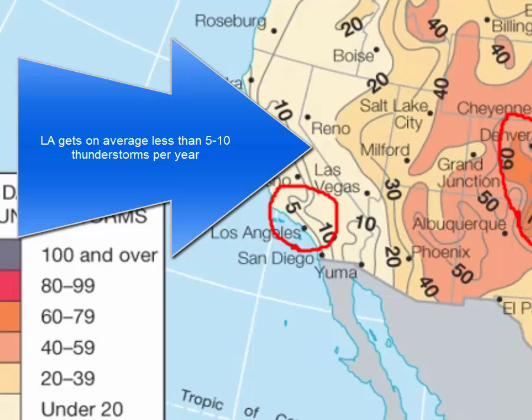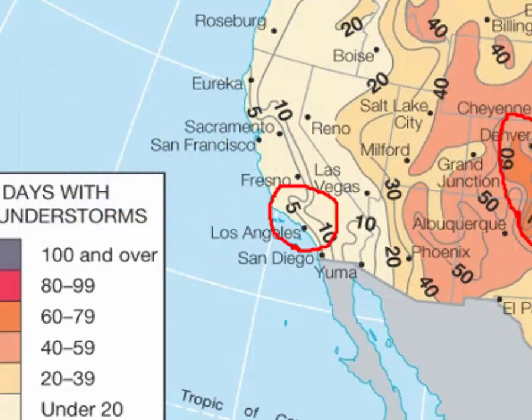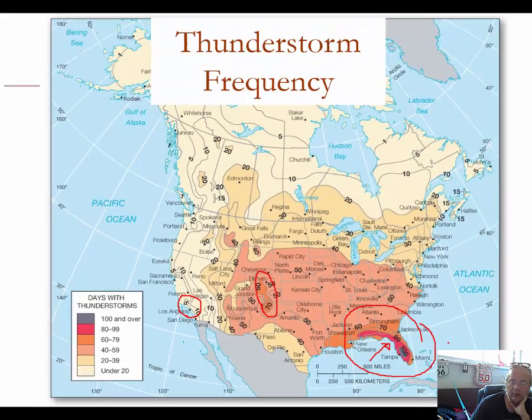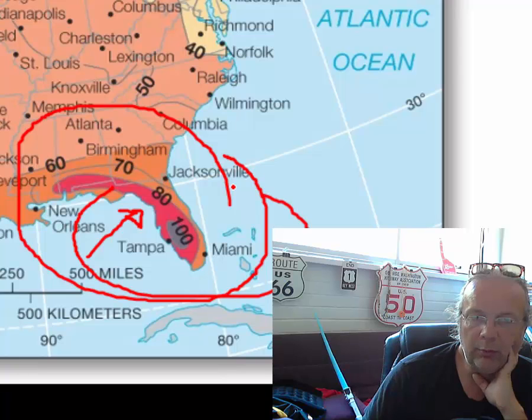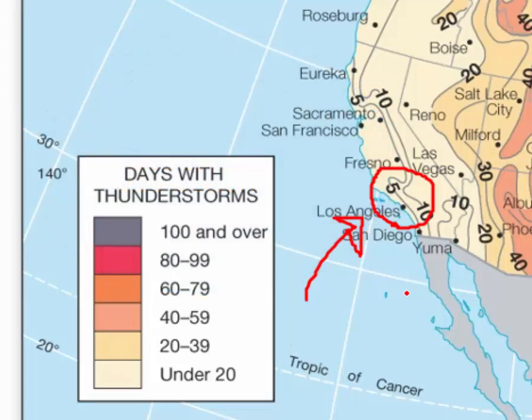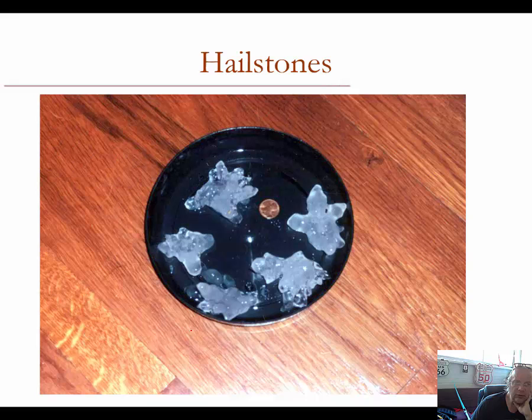One of the main differences between Los Angeles and Florida is the temperature of the water off the coast. The water here is quite warm, can be over 85 degrees. Rarely does the water off the coast of California get above even 60 degrees, and so there's a lot less energy to fuel thunderstorms.